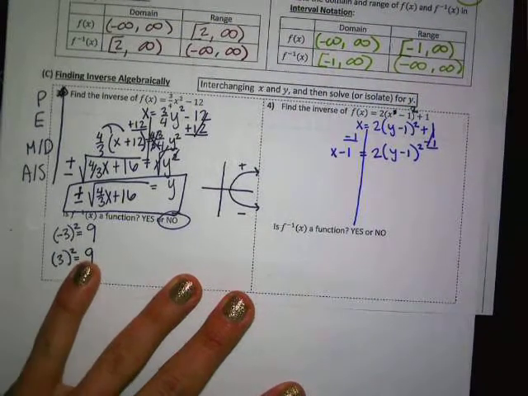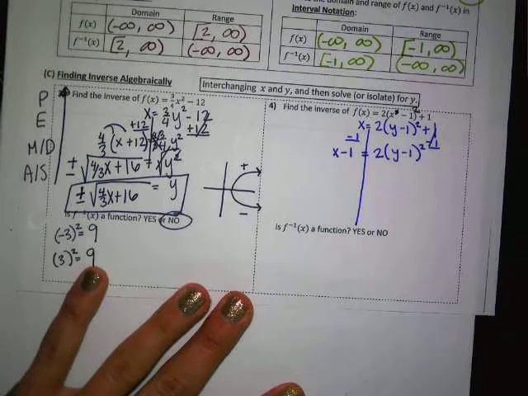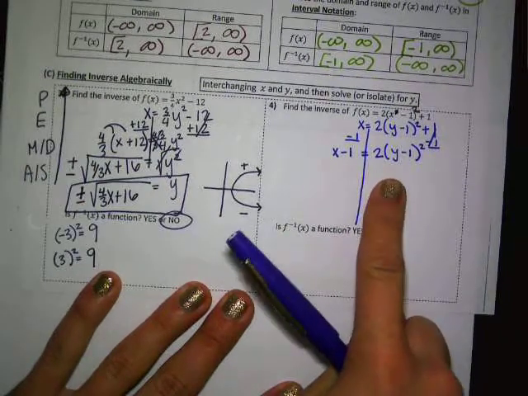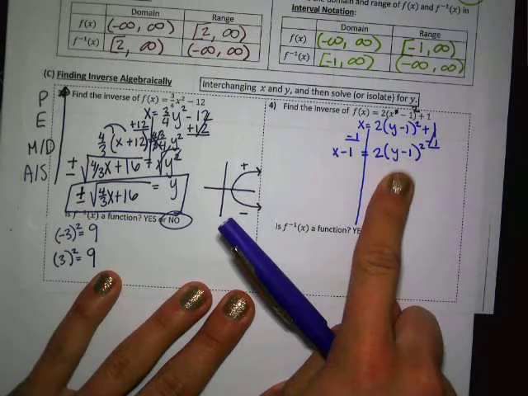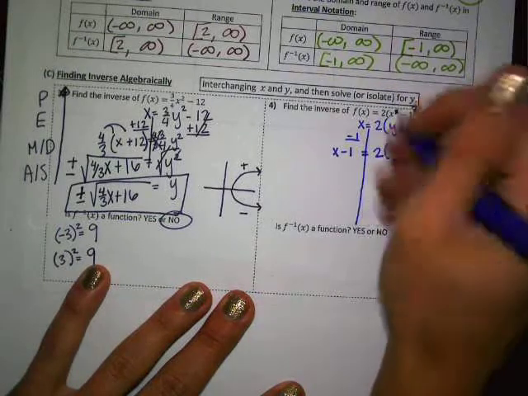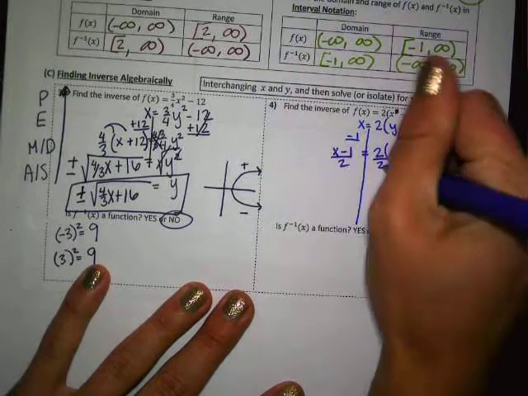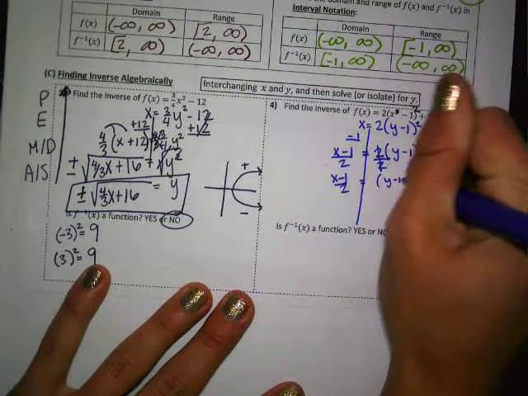Okay, Christian, what do I do next? I'm sort of a bit ahead. You're ahead? Alright, well then look here. What do I do next? I just did the adding and subtracting, so what's the next step? Divide by what? 2. We're going to divide by 2. All right, x minus 1 divided by 2, y minus 1 squared.